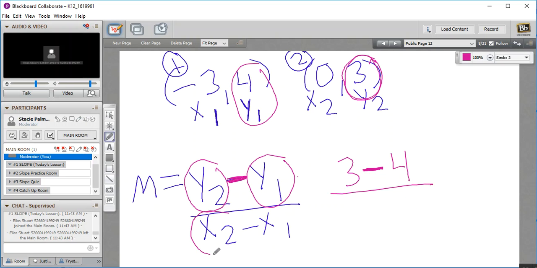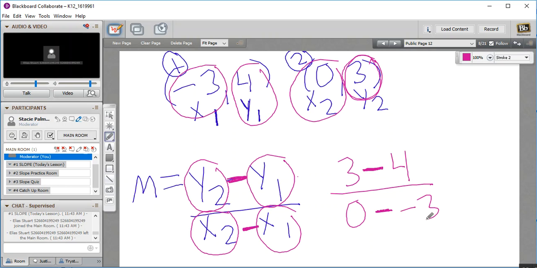Then we have an x2, so that's the x of our second point, which is 0, minus. Okay, we have to put the minus sign here. We have to write our formula exactly like it is. And then we have x1, which in this case is a negative 3.